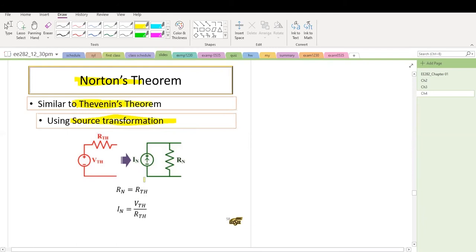We know from the Thevenin theorem, the terminal can be simplified by a voltage source in series with a resistor, so VTH and RTH. VTH is the open terminal voltage, and RTH is the resistor when all the independent sources are turned off. If we want to turn this voltage source in series with a resistor into a current source in parallel with the resistor, we can see that Rn is equal to RTH. What is In? In equals VTH divided by RTH. So this is the relationship of the Norton theorem and Thevenin theorem.